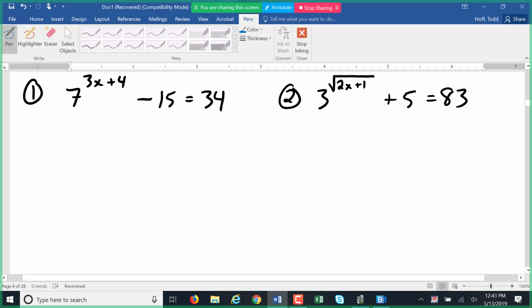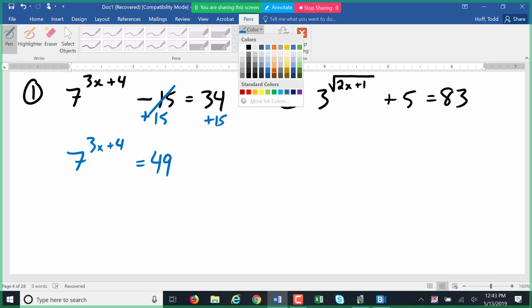So for both of these, we have to isolate the exponential before we can do anything with it. So for the first one, we'll start by adding 15. So we get 7 to the power of 3x plus 4 equals 49. Then what do we do?